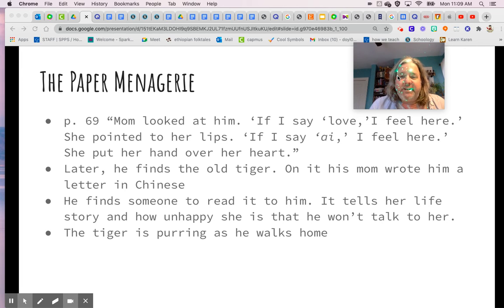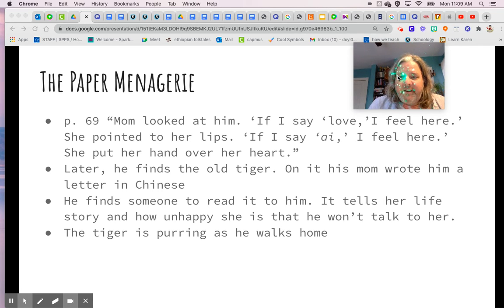It's in Chinese because she said, "I need to speak from my heart." He has to go find somebody who speaks Chinese, and she reads him the letter. And the letter is all about his mom's life and how unhappy it was, and how several of her parents and grandparents were killed by the Chinese government. She grew up alone. She went to Hong Kong and lived with a terrible family. And then she finally got to the United States.